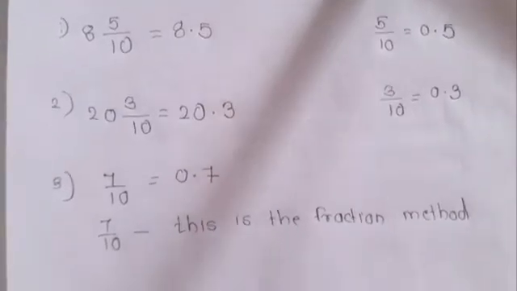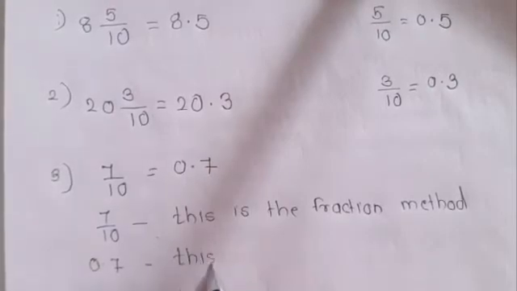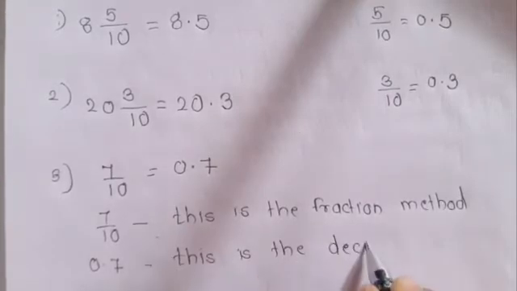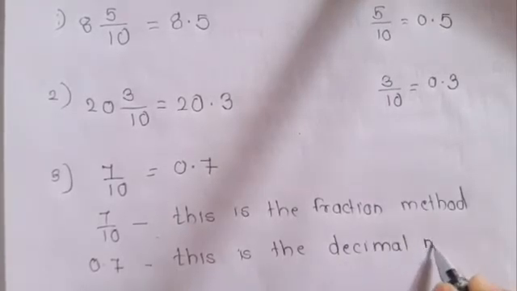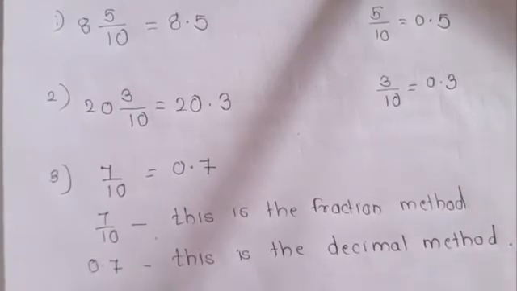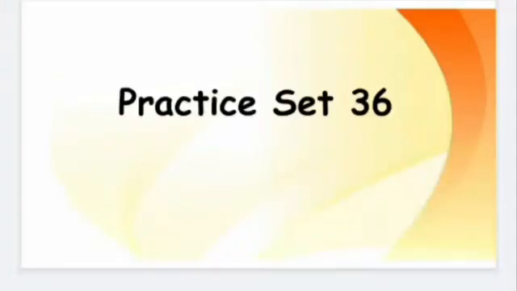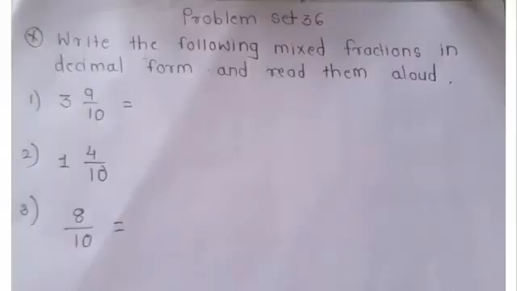And 0.7. What is the 0.7? This is the decimal method. Okay. So 5 upon 10. Now we will solve practice set 36.